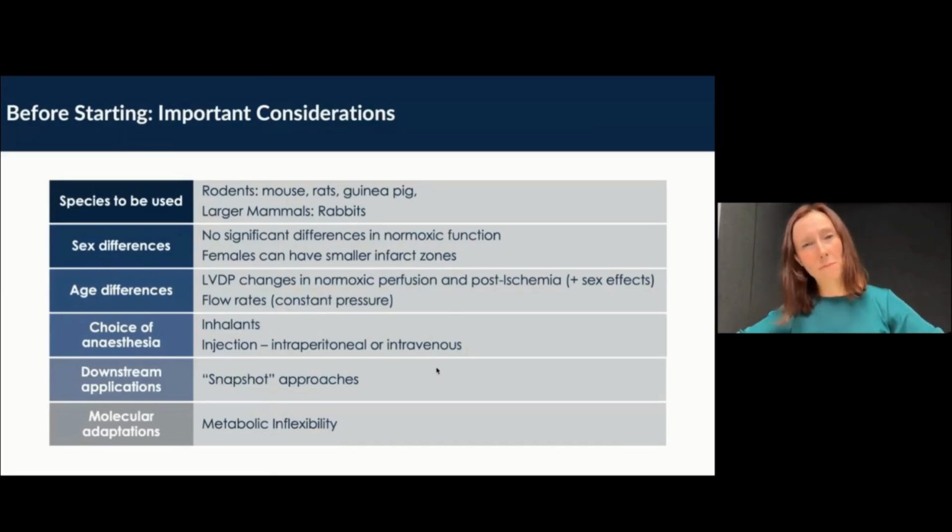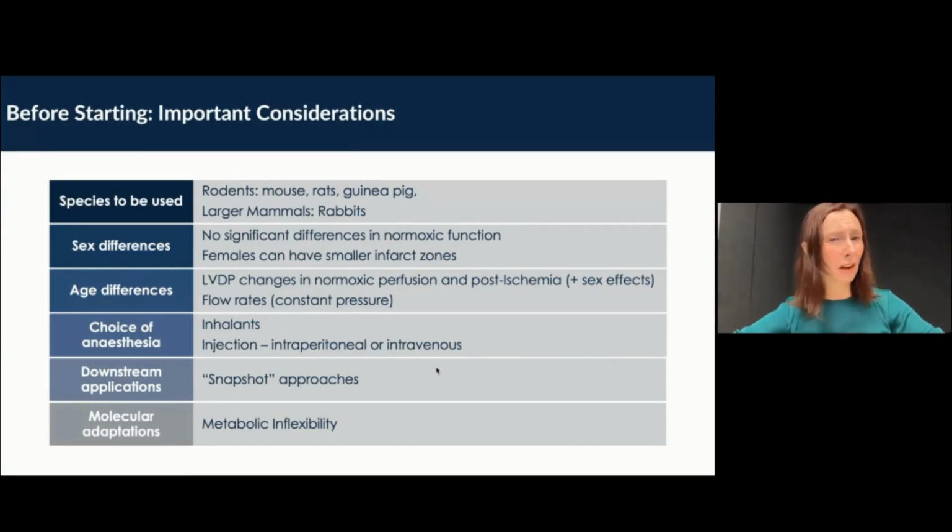Okay, so I've come in with my biological question. I've decided that it's in my discovery silo. I'm going to do some Langendorff ex vivo perfusion. But what are the last couple of decisions that I need to make before I put a heart on my perfusion rig? The first one is, what's the species to be used? There are rodent models, be it mouse, rats, guinea pigs, or larger mammals. We've used rabbits on these systems.